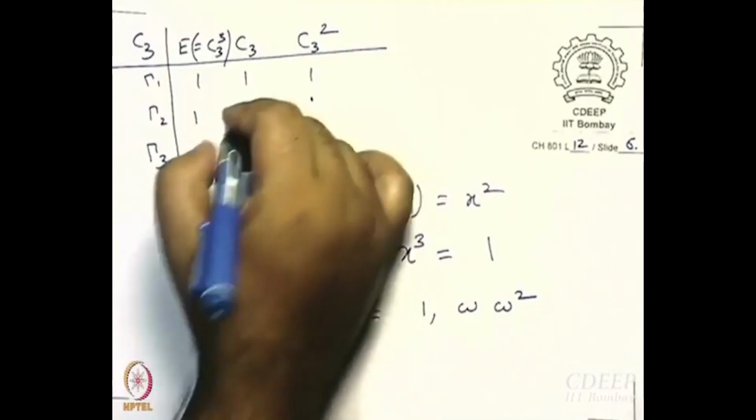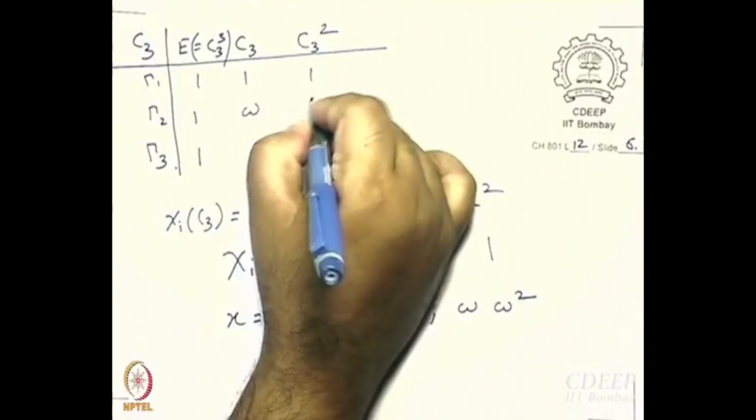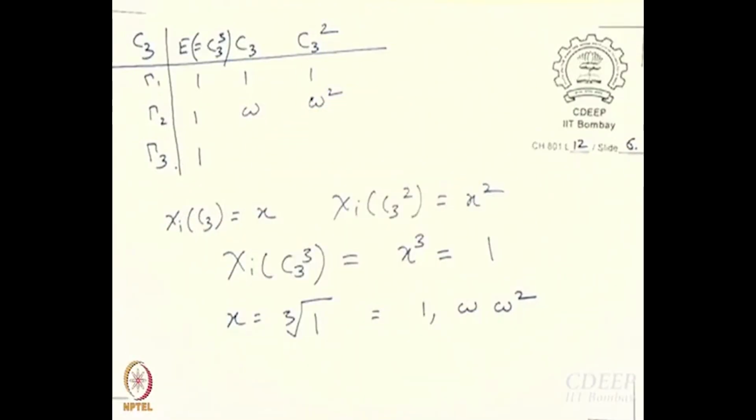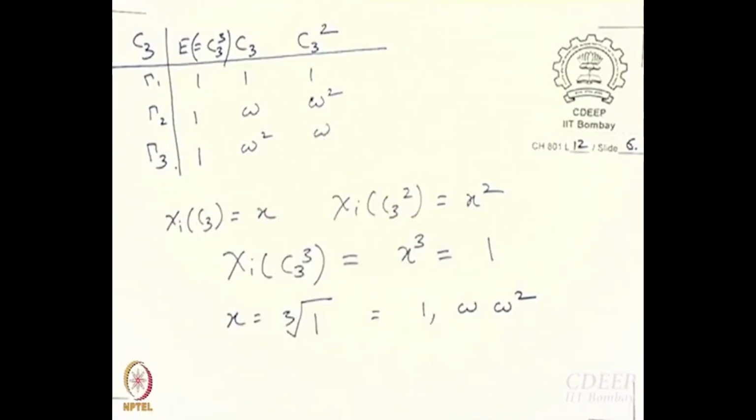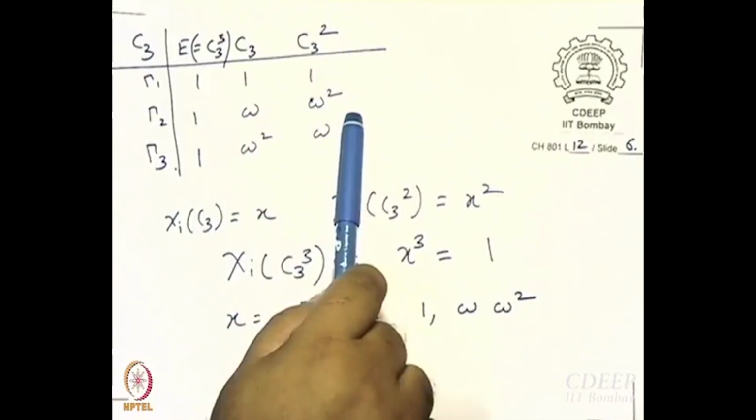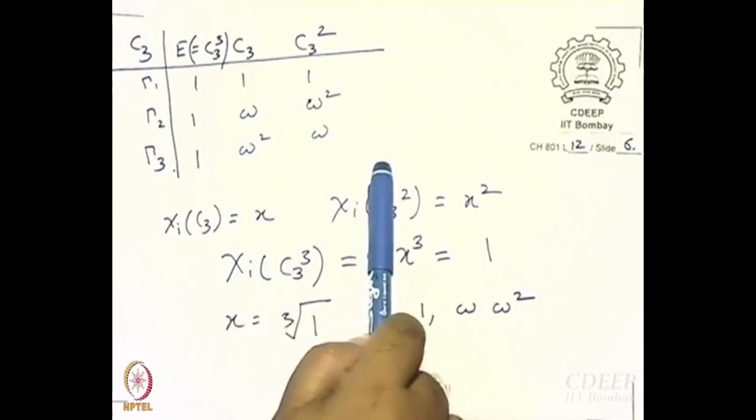So now see, I can write omega, omega square here. What will this be? And what is omega star? Omega square. So I can also write 1, omega, omega star. 1, omega star, omega.